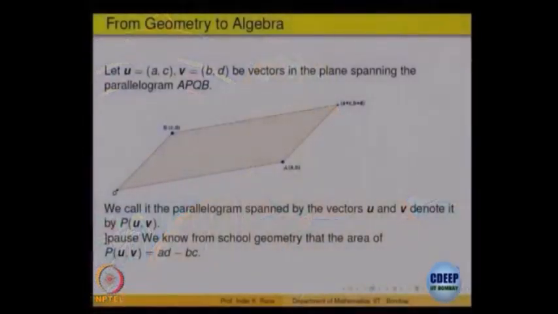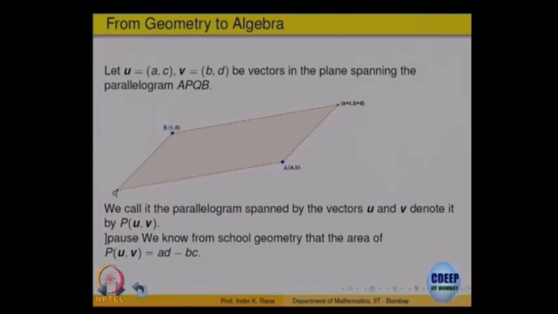So, we start looking at the concept of geometry, namely finding the area of a parallelogram. Suppose we are given a parallelogram defined by two vectors. Let us say one vector is AC and another vector is AB. So, these two vectors, this is U and this is V, and they define a parallelogram. Any two vectors define a parallelogram by drawing a vector parallel to each.